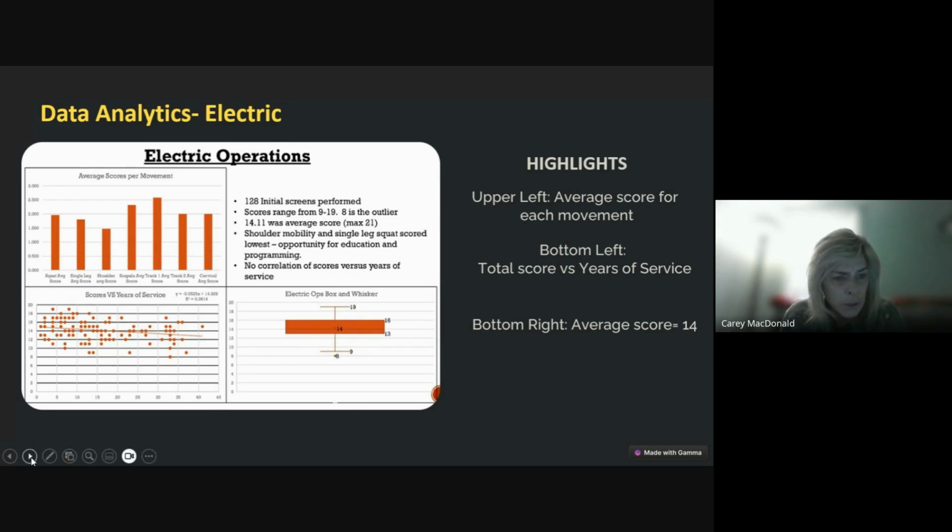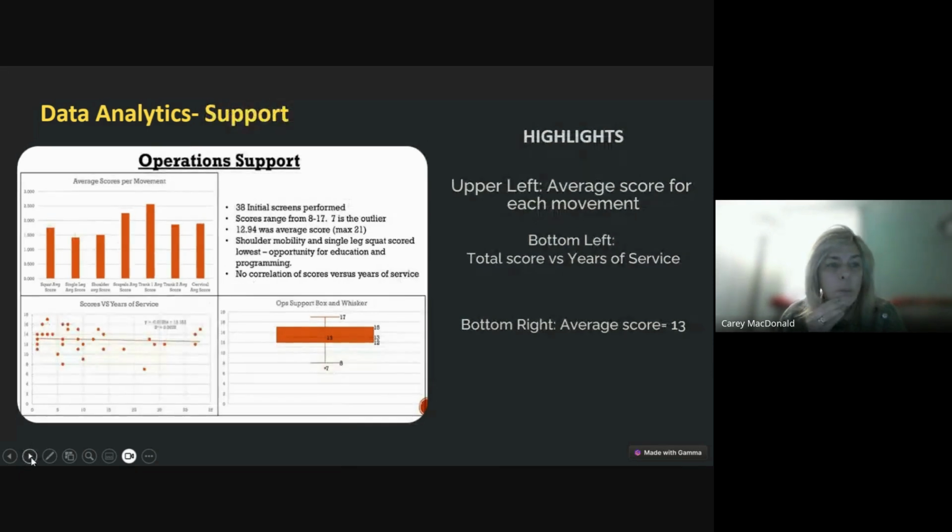And then lastly, Lexi was the one on the support group. So we didn't do as many of them. We only had 38 support group people. Again, their correlation with years of service and score didn't correlate. Their average score was a little bit low. It was a 13. And their body parts were the shoulder, but their number one was the single leg dip, and then the squat and shoulder. So they were more on that end of it.